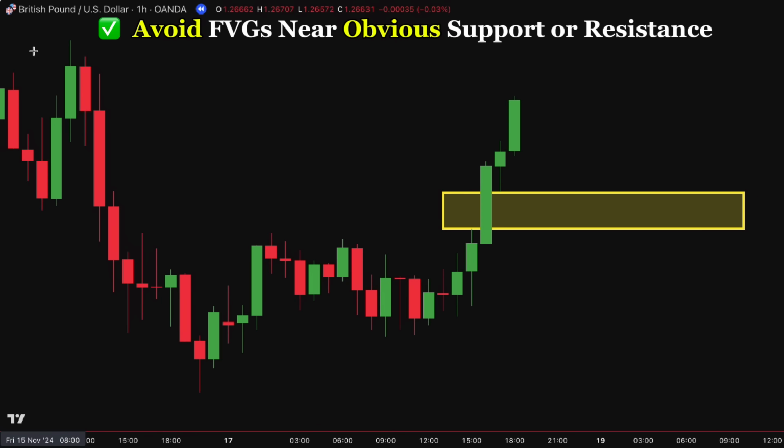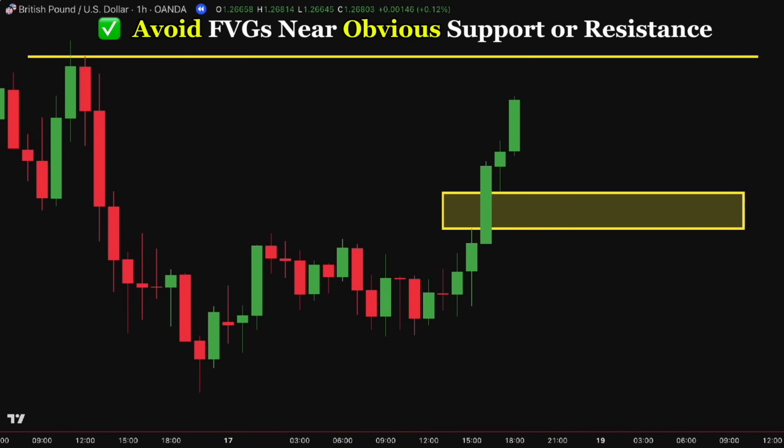Avoid fair value gaps near obvious support or resistance. If a fair value gap appears just below resistance or above support, be cautious. Those levels act as opposing liquidity pools. If price hits them first, it may reject sharply and invalidate the gap. A clean liquidity zone should stand on its own, not clash with nearby structures.